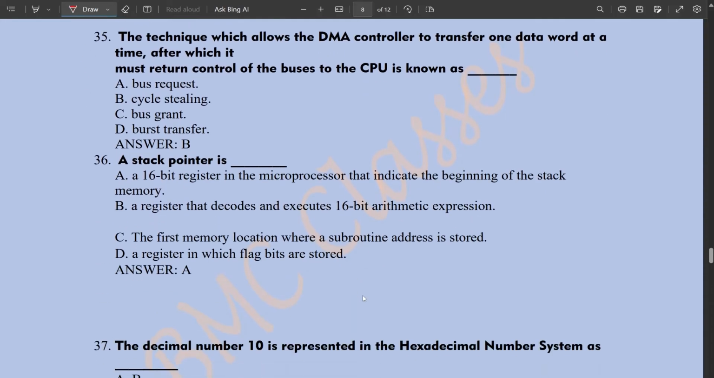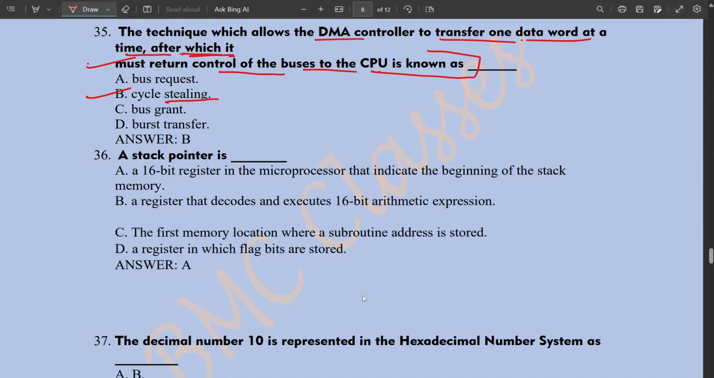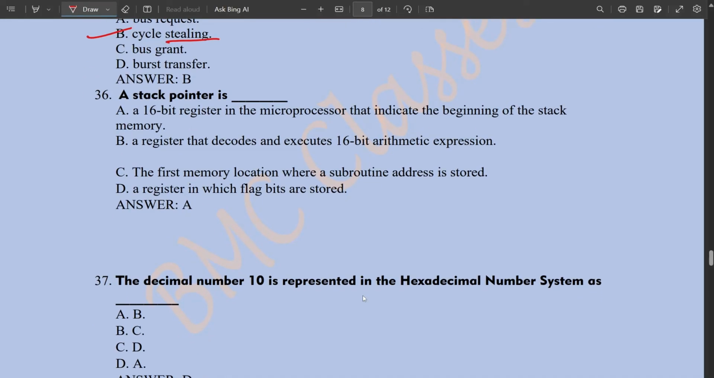Next, the technique which allows the DMA controller to transfer one data word at a time, after which it must return control of the buses to the CPU, is known as cycle stealing. Okay. Next, a stack pointer is a 16-bit register in the microprocessor, like a silicon chip, that indicates the beginning of the stack memory.